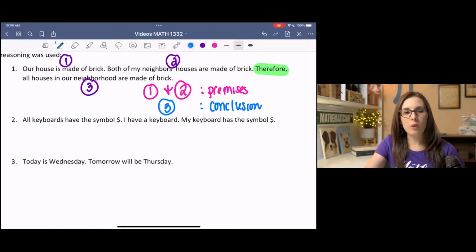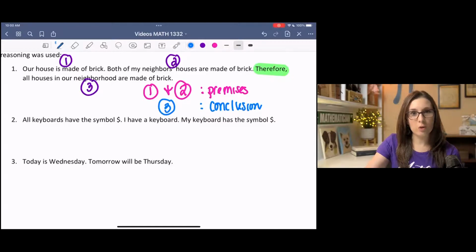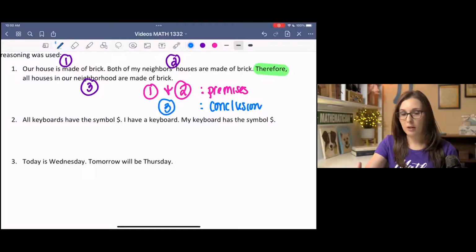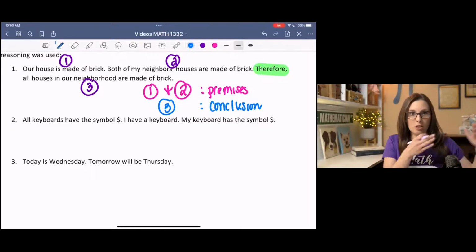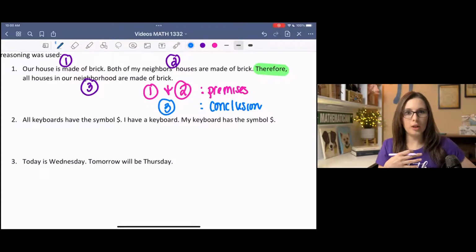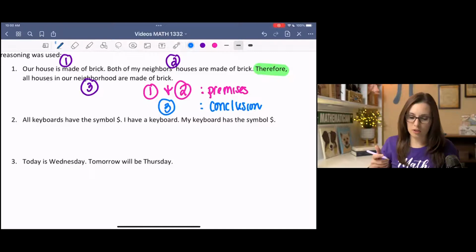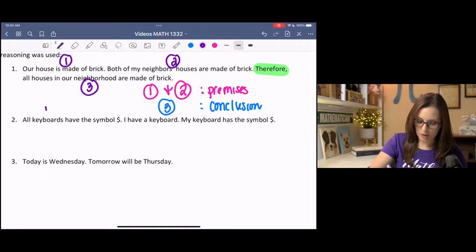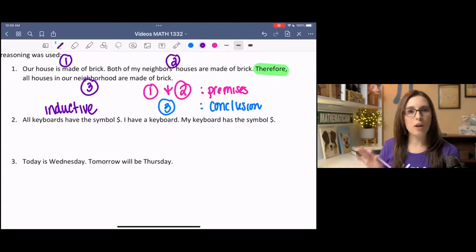And now we need to decide if this is inductive or deductive reasoning. Was our conclusion based on a pattern, or was it based on general facts? If you can picture the houses in your mind, if your house is brick and the next two houses are brick, or three houses, whatever, are brick, then there's a pattern of brick houses. And that pattern means that is going to be inductive reasoning. So pause the video, try the next two examples, and then come back and check your work.